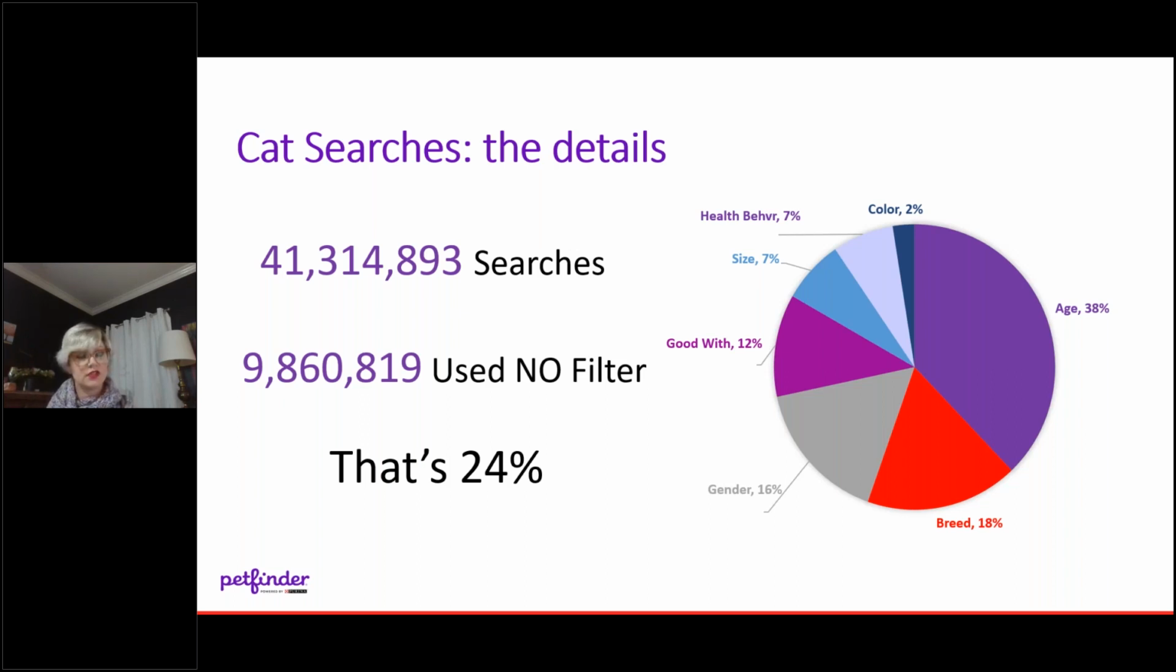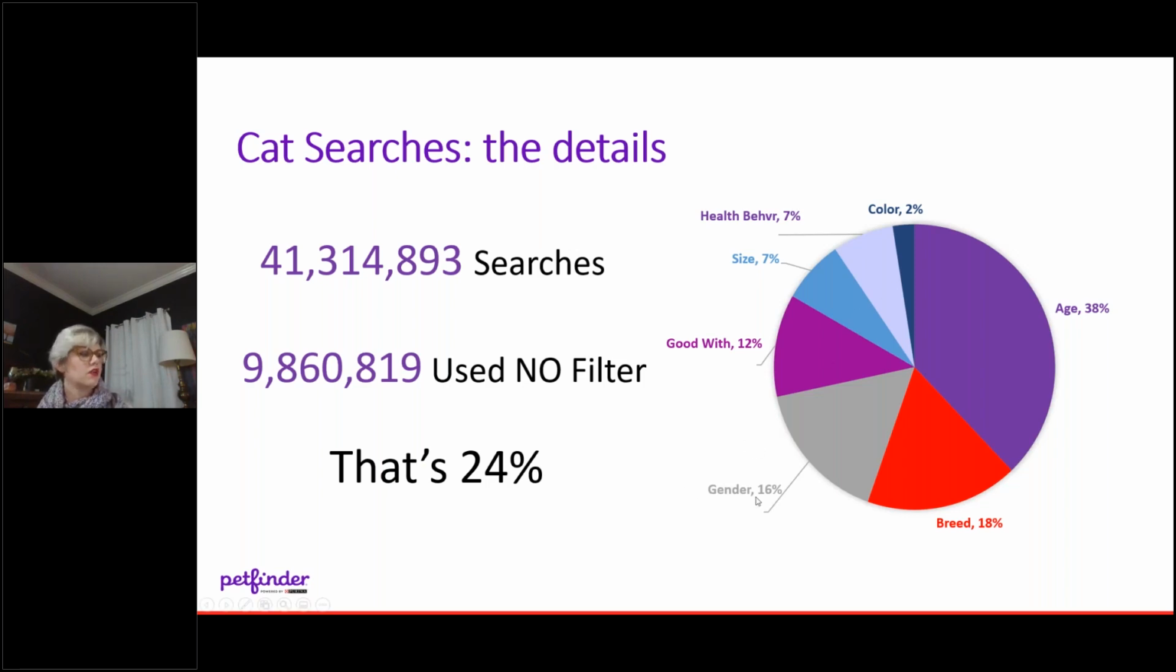Age still tops the list. That's the main concern. And I think that we've all seen that the young guys tend to move more quickly. But I was surprised that breed was 18% versus size, which on the dog side was a third of the time that search filters were used. And here it's only 7%. So that was interesting to me.